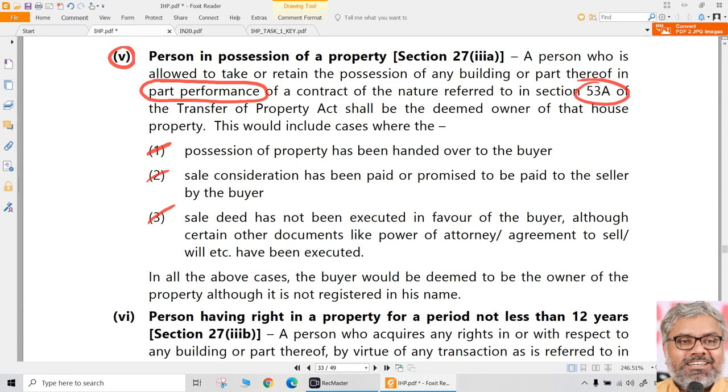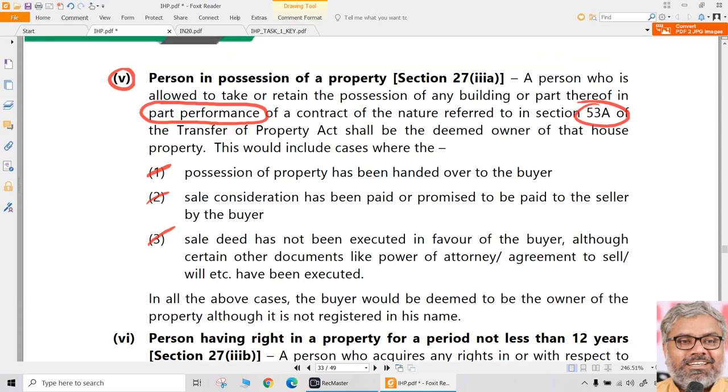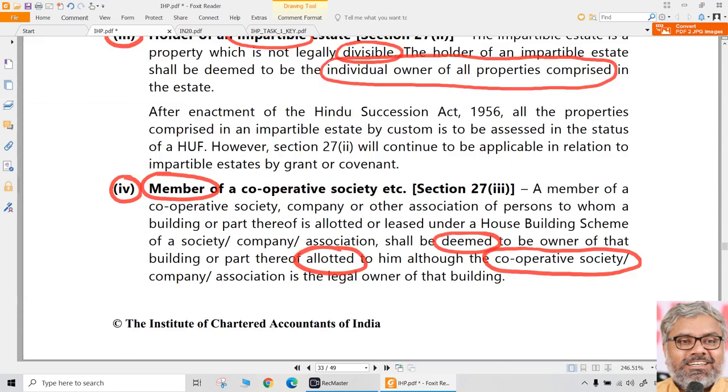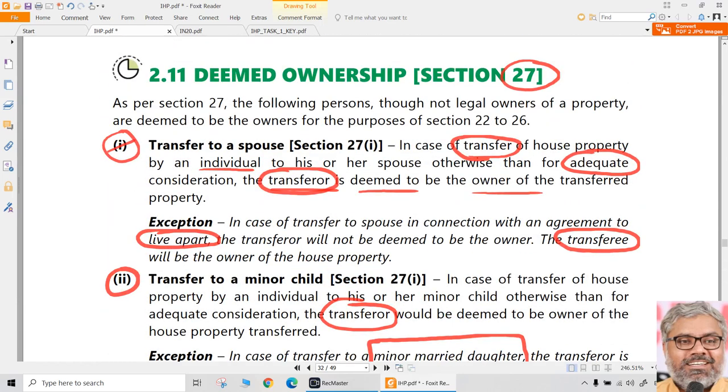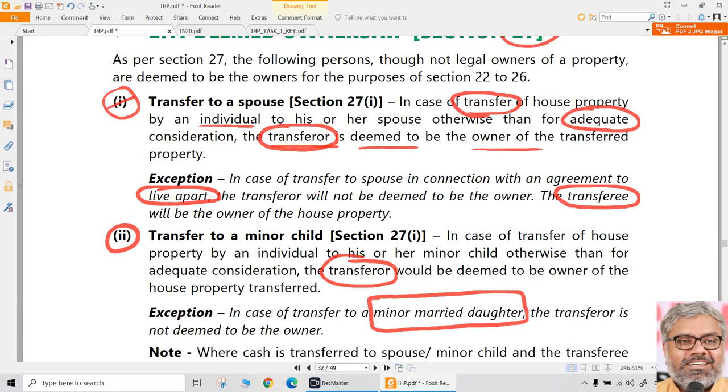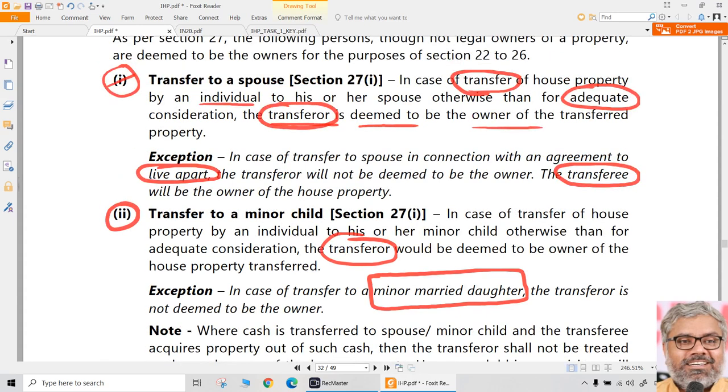So the legal ownership is immaterial. Beneficial ownership, really who is the one having possession of the property, that matters. So that is another case where the Income Tax Act is deeming a person who may not be the legal owner still to be the owner for the purpose of this head of income. Legally somebody else is the owner in all these cases.